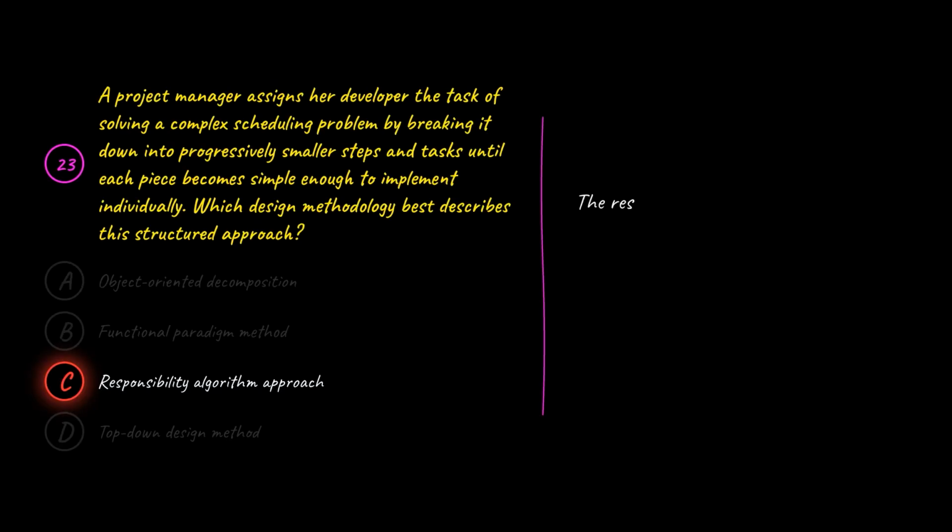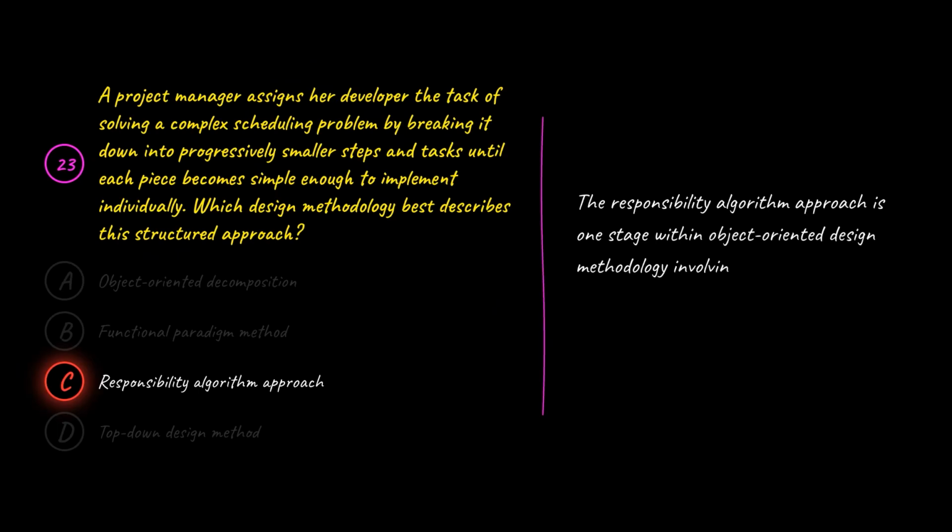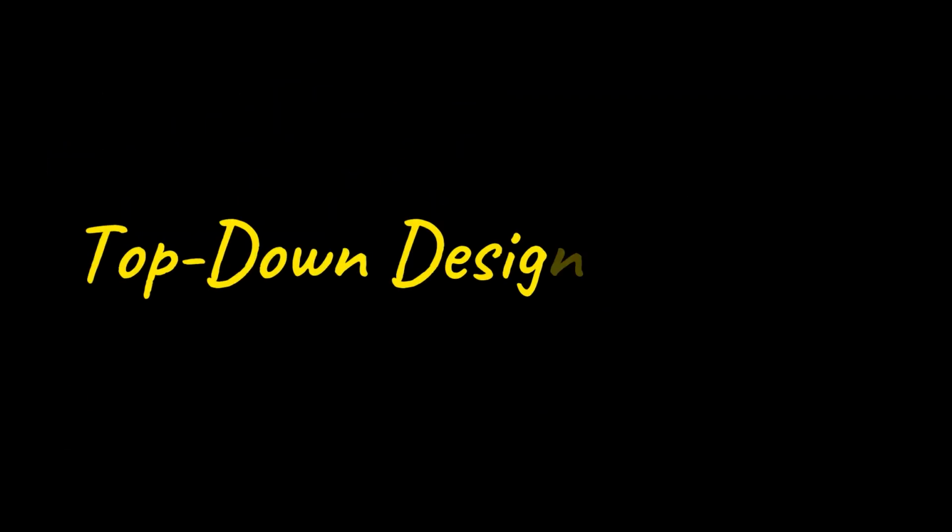C is wrong because the responsibility algorithm approach is one stage within object-oriented design methodology involving brainstorming and filtering. It is not a standalone design strategy for breaking complex problems into smaller sequential steps and subtasks.